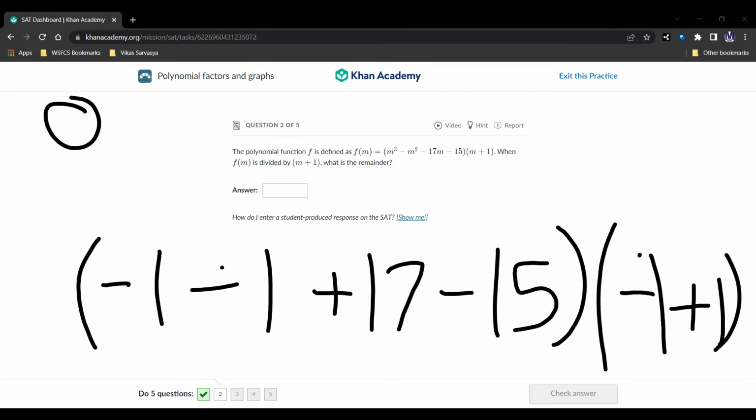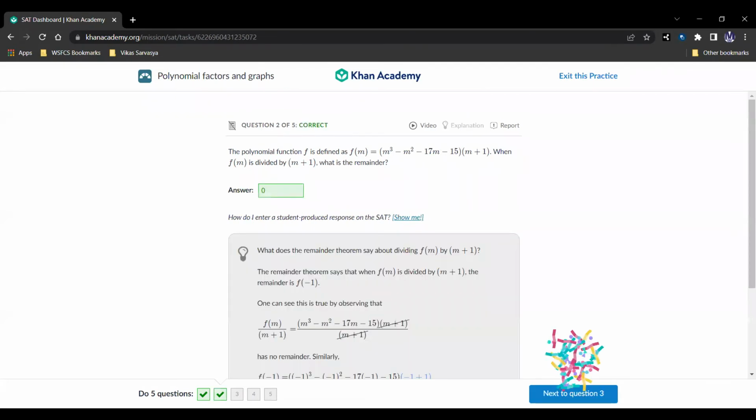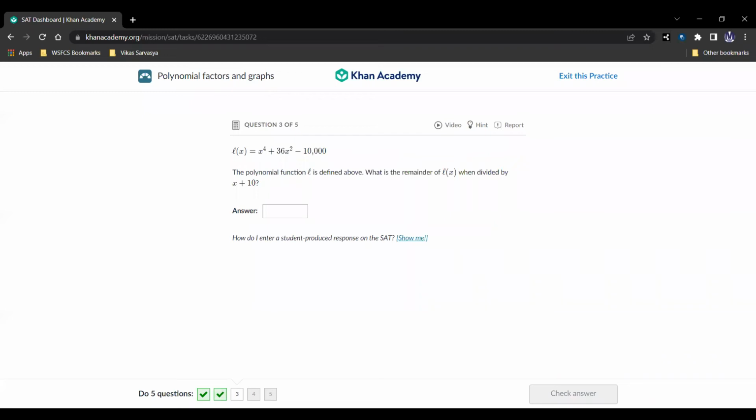So it's just 0 times 0, which is equal to 0, which means that the remainder is just going to be 0, as we've seen. And that's how you use both the remainder and the factor theorems effectively. The remainder is 0. And let's keep going.